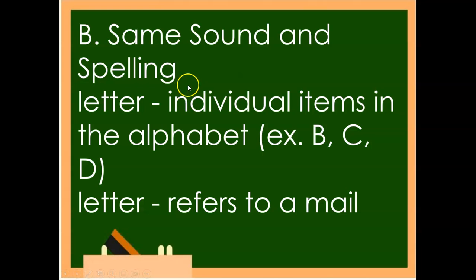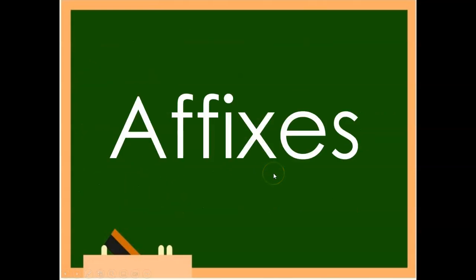And the next example is same sound and spelling. Example is letter. Letter meaning individual items in the alphabet, for example B, C, or D. And then letter refers to a mail.